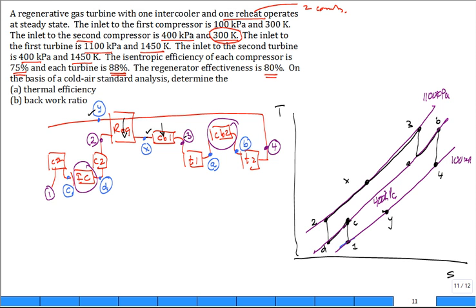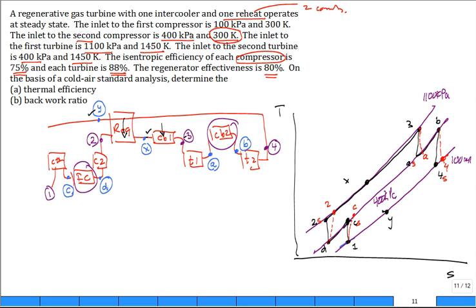I need to modify, because if it's irreversible, you're going to have 2C, CS, and then C actual. And then D will still be here, but you'll have 2S and 2 actual because of the efficiency of the compressor. How about for the turbine? You'll have AS and A actual. You'll have 4S and 4, well, there's 4S and the 4 actual right there, okay? So you're going to have to handle each stage of the compressor and each stage of the turbine.